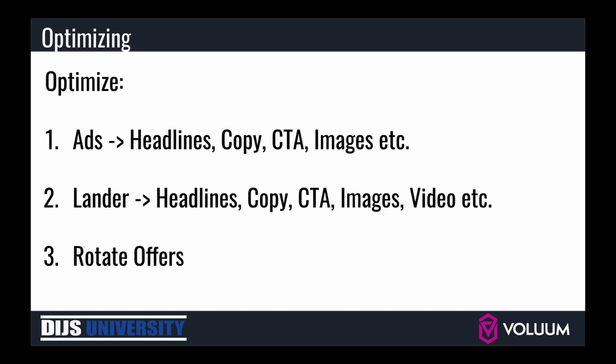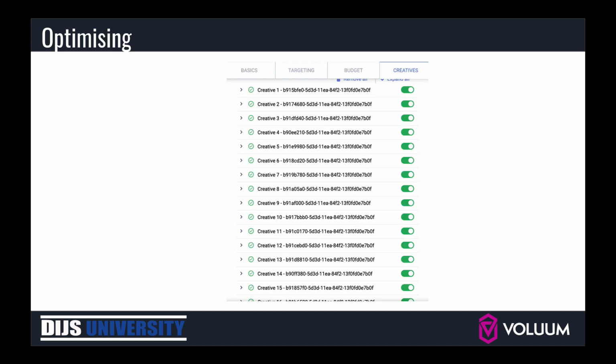The optimization steps you can take are obviously for the ads: the headlines, the copy, the call to action, the images. For the lander, some examples: the headlines, the copy, the call to action, images, videos, and obviously rotating the offer. This is everything, even on the front end of your flow.